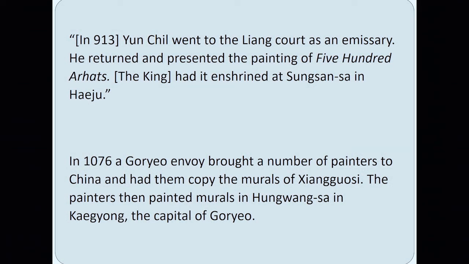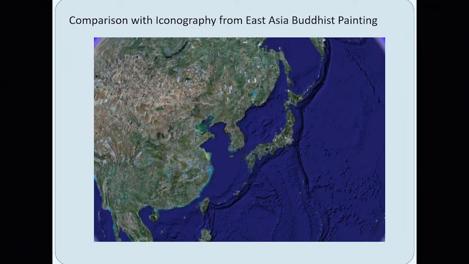Goryeo and China were not only geographically adjacent, but they, and I'm sure you all can find China and Korea on this map. Here's China, of course, Beijing located up about here, the Korean Peninsula, and Japan. During this period, there was a lot of communication and trade going on between China, Korea, and Japan overland as well as by sea.